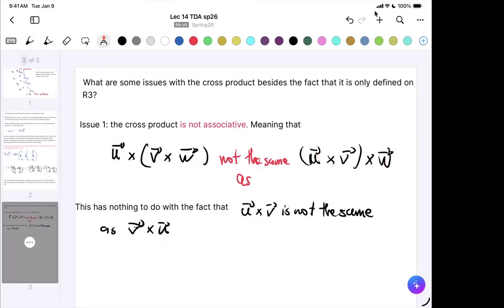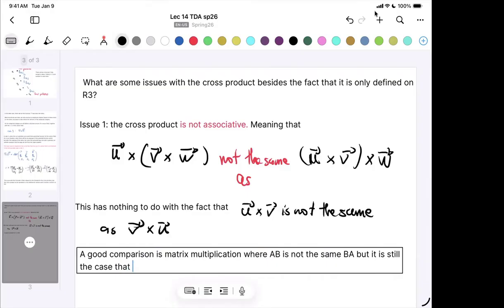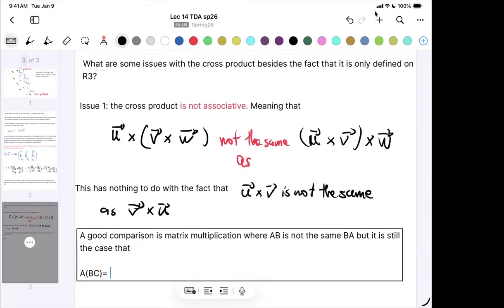In fact, with matrix multiplication, you don't have this problem. Matrix multiplication is a good example because it is associative but not commutative. So a good comparison is matrix multiplication, where with two matrices, A times B is not the same as B times A. But it is still the case that (A times B) times C is the same as A times (B times C). So the parentheses can be moved around when you have matrix multiplication.